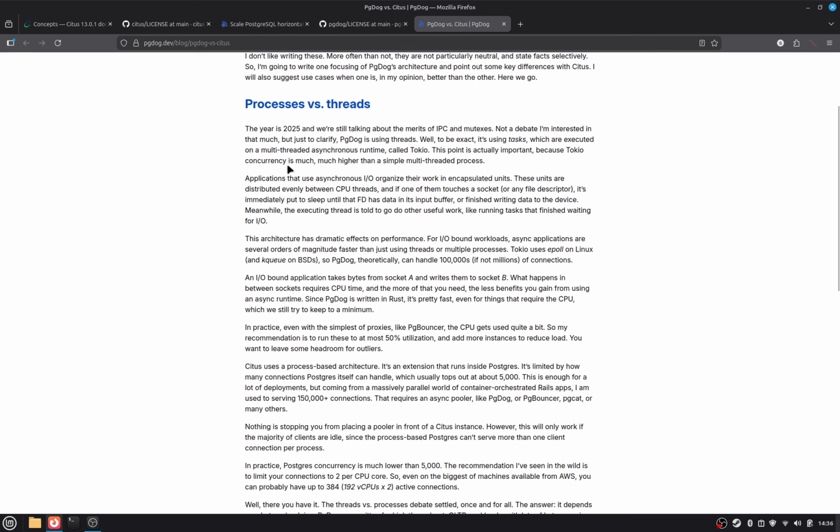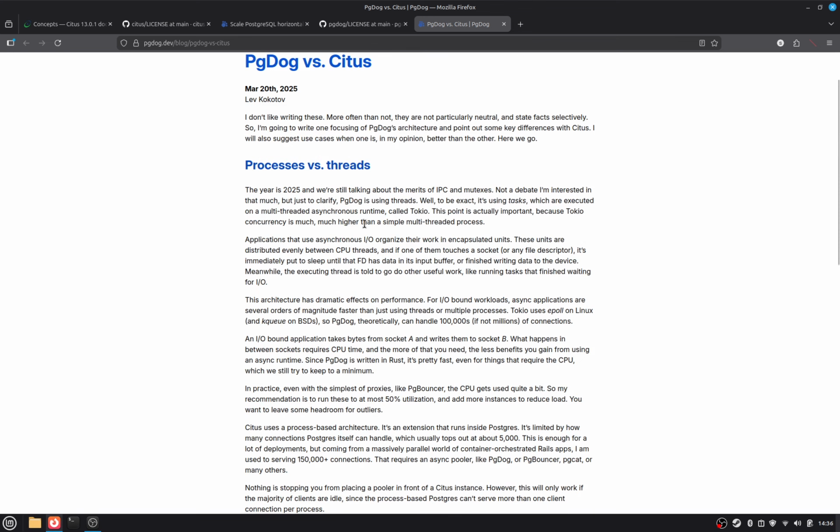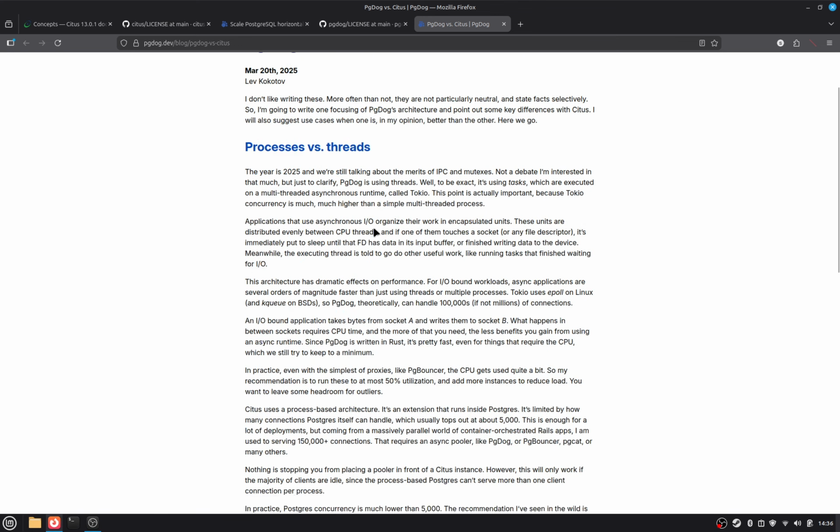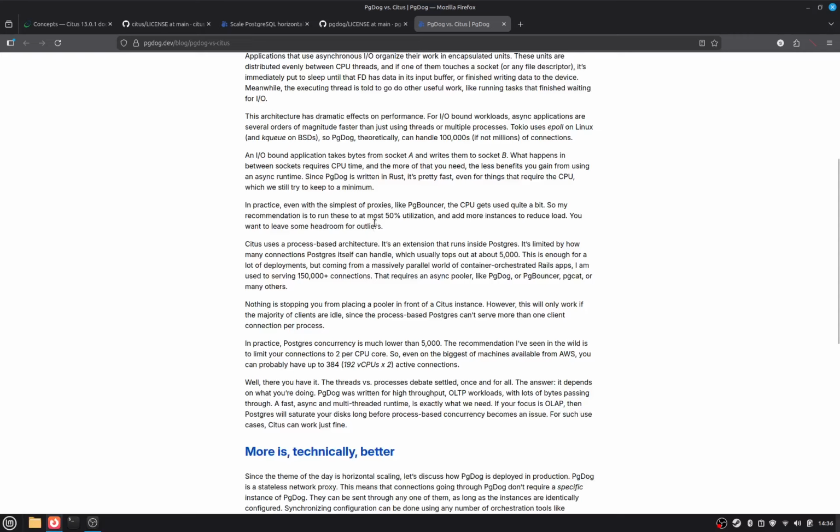And the second thing is process versus thread. So it talks about Tokio, and for IO bound tasks and all that, PgDog can scale up to hundreds of thousands of connections. So instead of having 512 connections, you can have 100,000 connections. And it is based on Tokio, so the IO is async. The processing happens in threads in an async manner. So what happens is that since a database requires a lot of IO to fetch the data, the scaling is very high. Okay.